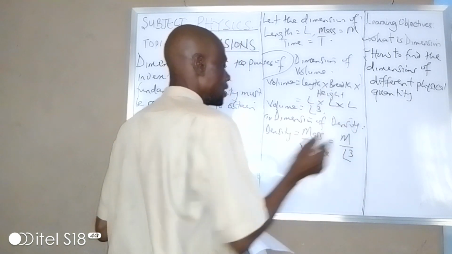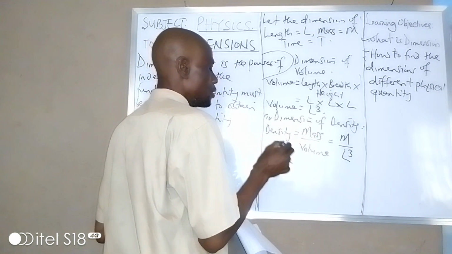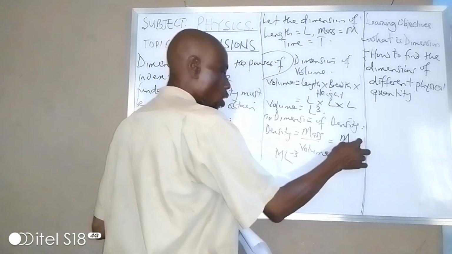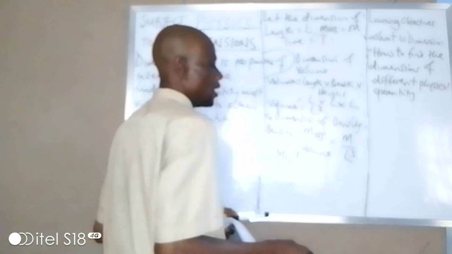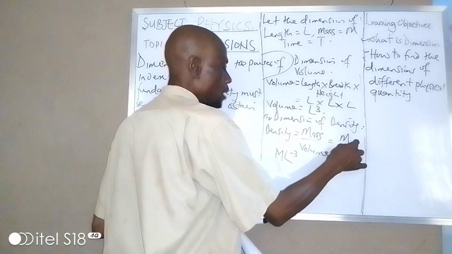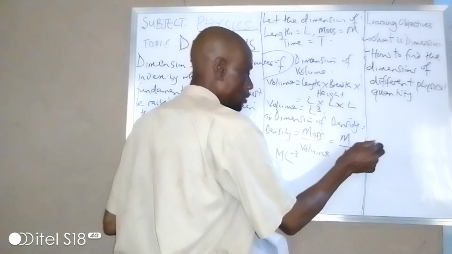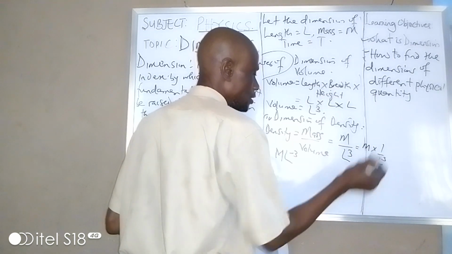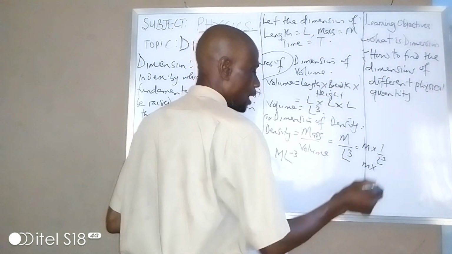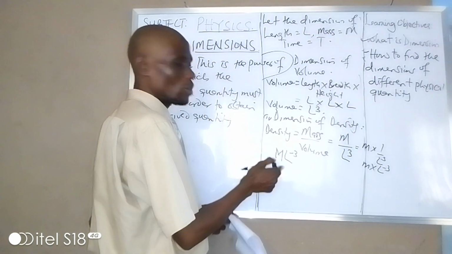So by the time you combine them together, we have the dimension of density as M over L raised to power 3. That means 1 all over L cube. So this one stands for 1 all over L cube. You can bring 1 over L cube from this place. So this also means M times 1 all over L raised to power 3. So this just means M times L raised to power minus 3. Now give us this. Okay.